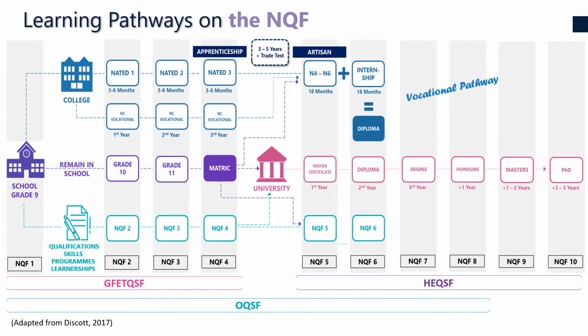In the middle section, we have the academic pathway for learning. On completion of a grade 12 or FETC or NCV at NQF level 4, the learner may apply to complete a higher certificate or diploma or degree towards a field or profession such as law or accountancy or other.